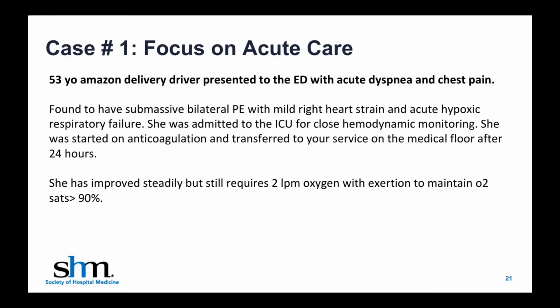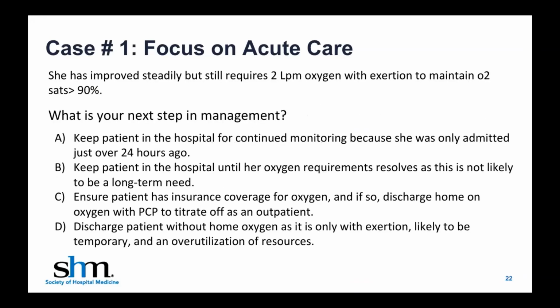She's been admitted to the ICU appropriately for close hemodynamic monitoring, started on anticoagulation, and after being stable, she's transferred to your service on the medical floor after 24 hours. She's really improved quite steadily, but she's still requiring 2 liters of oxygen with exertion to maintain her SaO2 greater than 90. As we said, she's been improving, but she's still needing some oxygen with exertion. What is your next step in management?